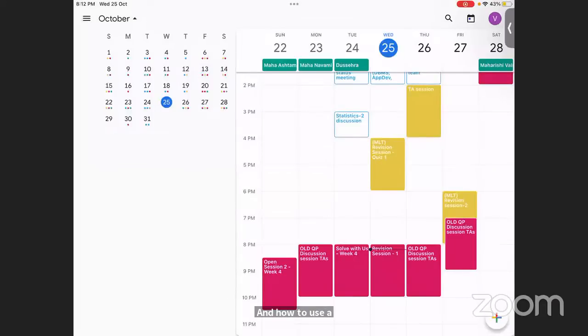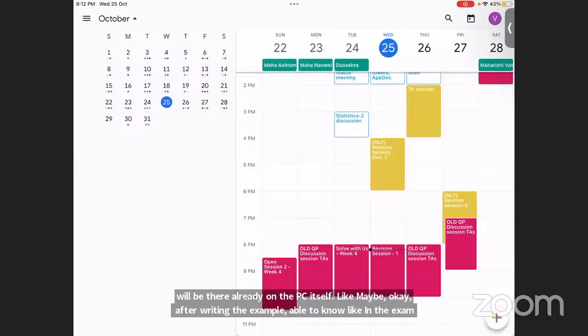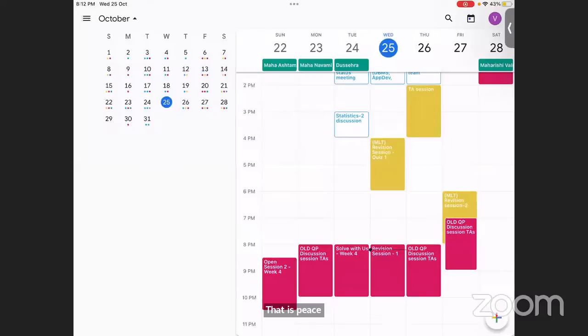After writing the exam you'll be able to know. In the exam itself there will be a PC, so there will be a calculator on the PC itself. Yes, sir. You can see it in the weekly papers also. Sir, are we allowed to use a spreadsheet? We don't need a spreadsheet on paper. Why will you need a spreadsheet?